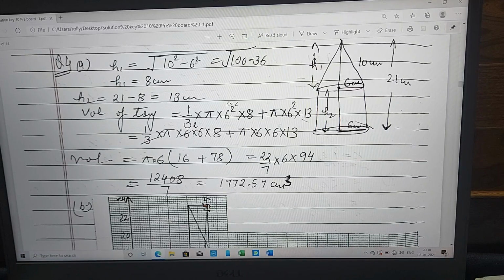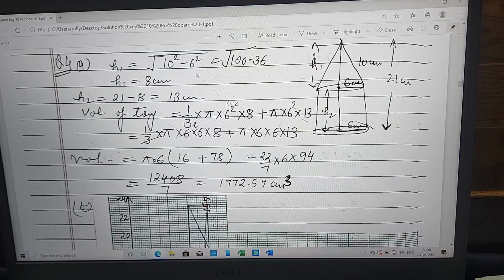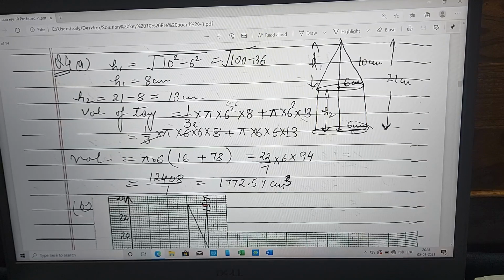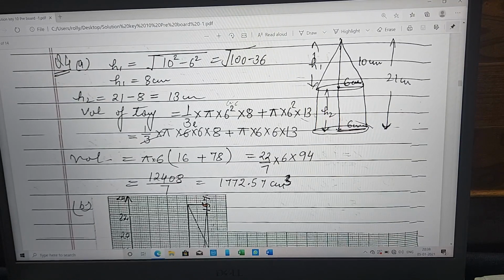So we will use the formula L square is equal to H square plus R square to calculate the height of the conical part. So the height of the conical part is 8 centimeters. The complete height of the toy is 21, so the cylindrical part will be 21 minus 8. That means it is 13 centimeters long.